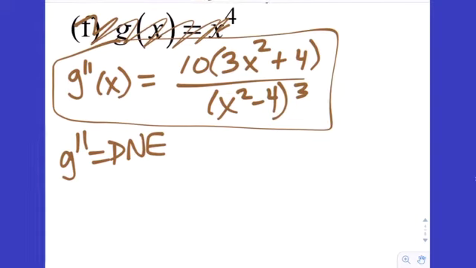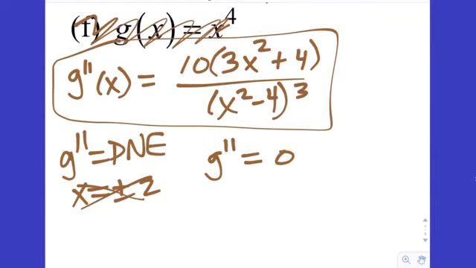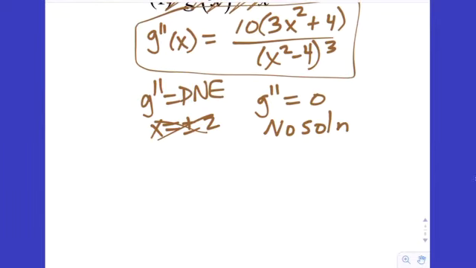Don't make haste. G prime equals DNE only when x is equal to plus or minus 2. Well, that's when the denominator is 0. Are those going to be PIVs? Nope, because we already identified them in the beginning as vertical asymptotes. They have their place in the chart, but they're not going to be possible inflection values. G double prime is going to equal 0 when the numerator is equal to 0. When is the numerator equal to 0? Never. All right, it's 40 at the very least. That's pretty safely away from 0. So all that freaking work for nothing?